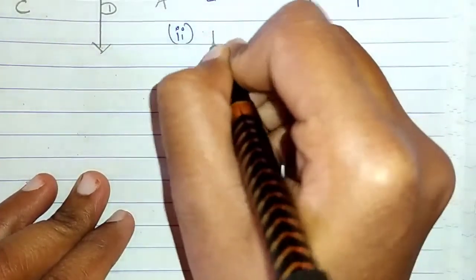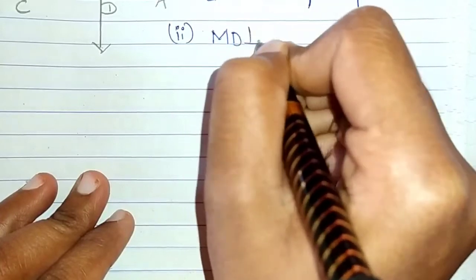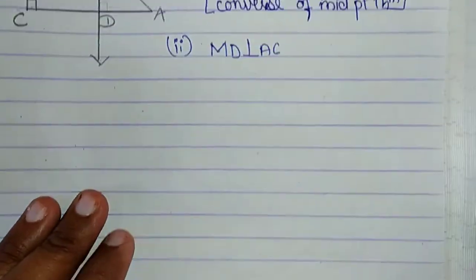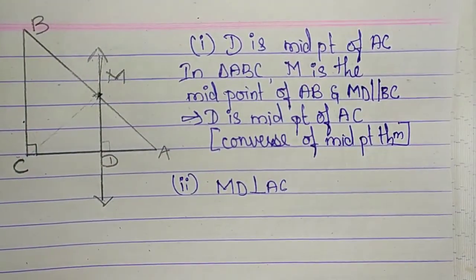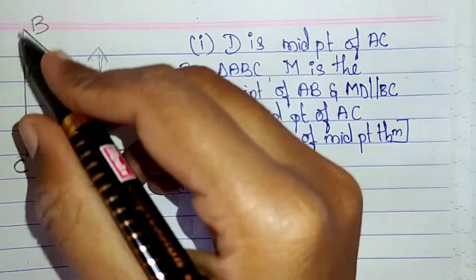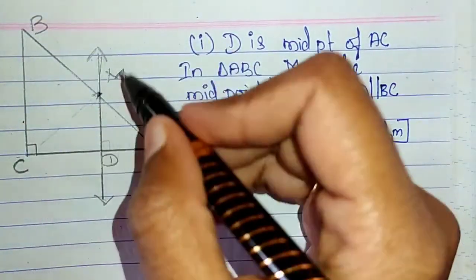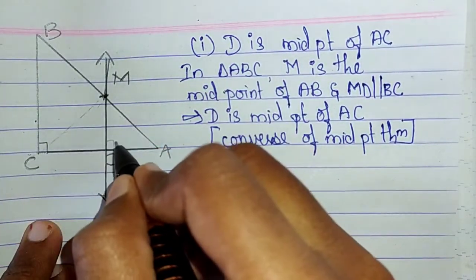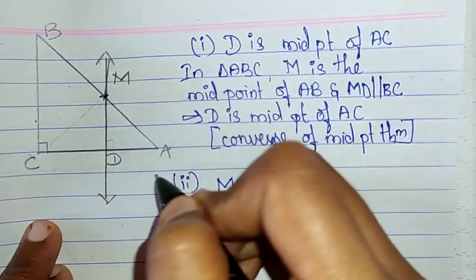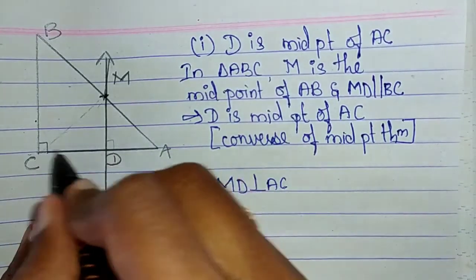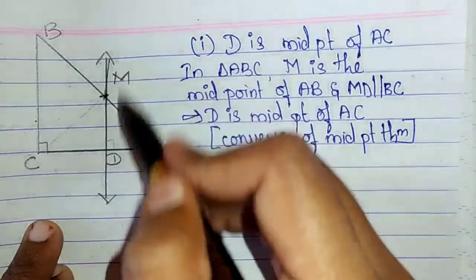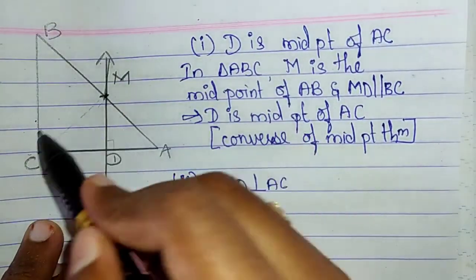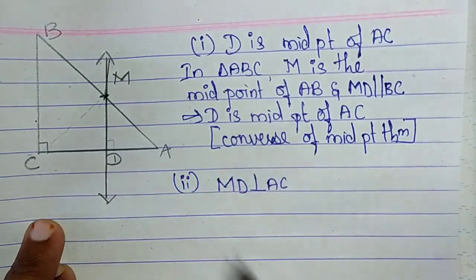Now in the second sub question we need to prove that MD is perpendicular to AC. Here you can see that MD is parallel to BC. Since MD is parallel to BC, angle C and this angle D or angle MDA, they are corresponding angles. So when the lines are parallel, the corresponding angles are equal to one another.